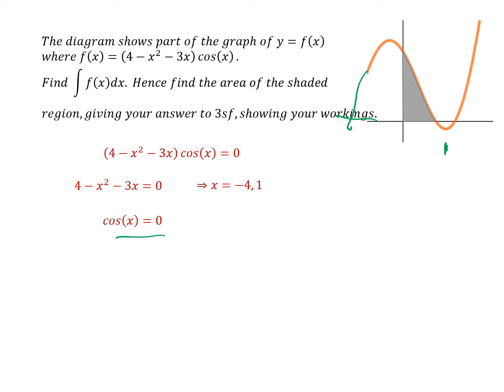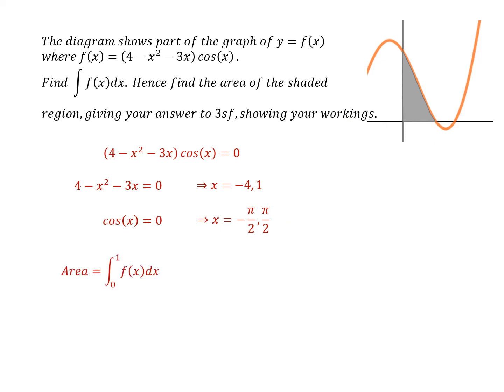Cos x equals 0 gives us x equals minus pi over 2 and pi over 2. The minus pi over 2 will be over here somewhere, we're not interested in that, but the pi over 2. So one of these roots is 1 and the other root is pi over 2. The smaller of these two is the root we're interested in, and 1 is smaller than pi over 2, so therefore the upper limit on our integral is 1.